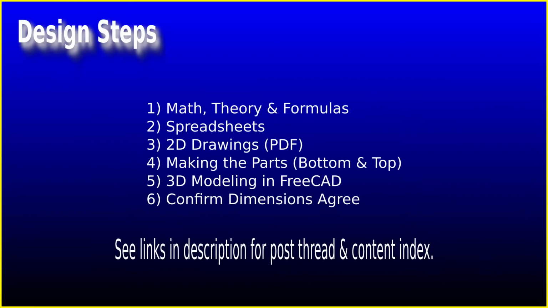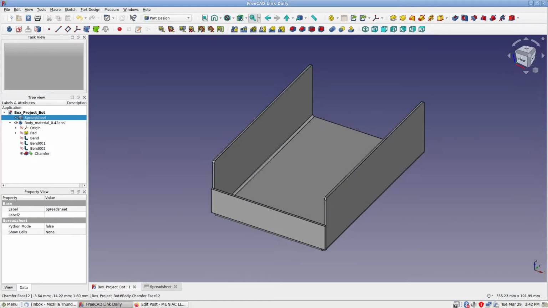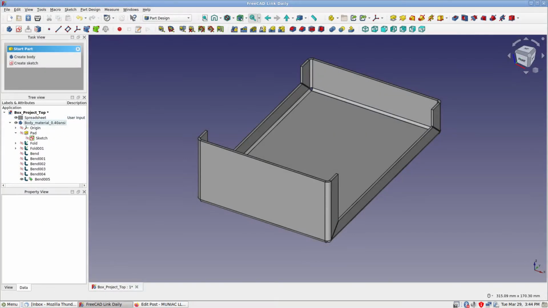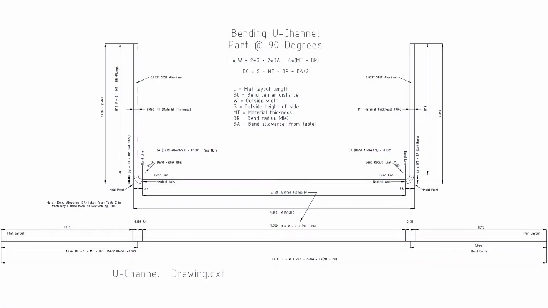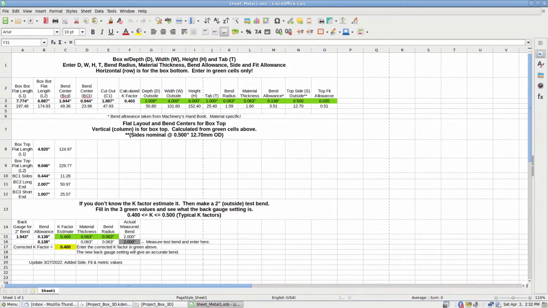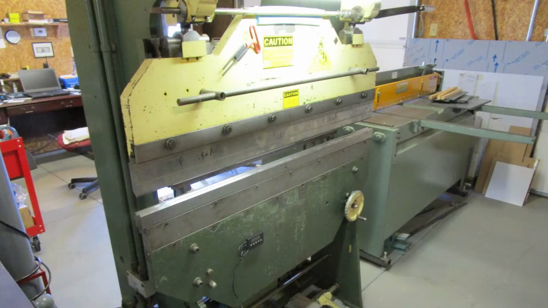I use the word reverse engineering because the 3D models came last in the design process. 3D models could have initially been used, however. They take time to create and got kicked to the curb in favor of bending theory, formulas, information threads, graphic solutions, PDF drawings, spreadsheets, and press brake videos.